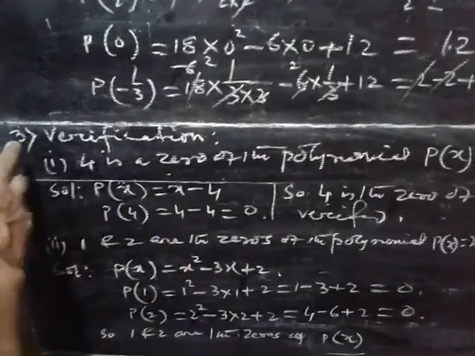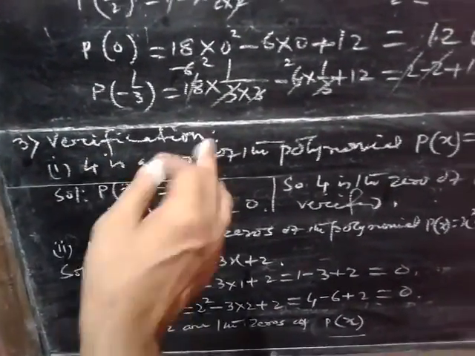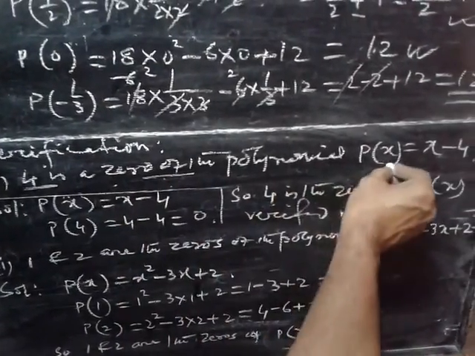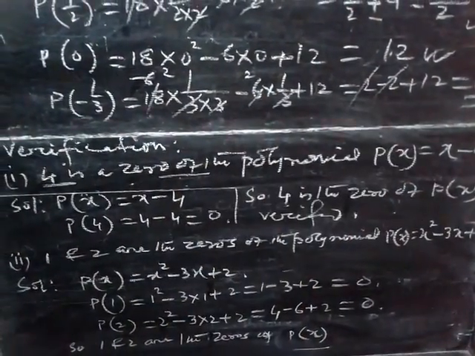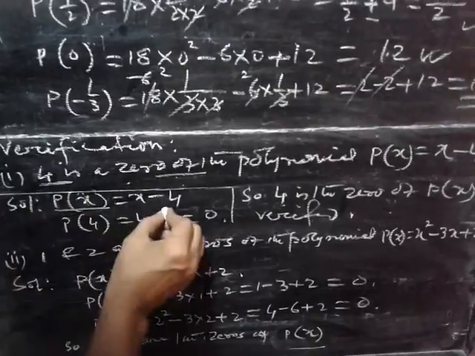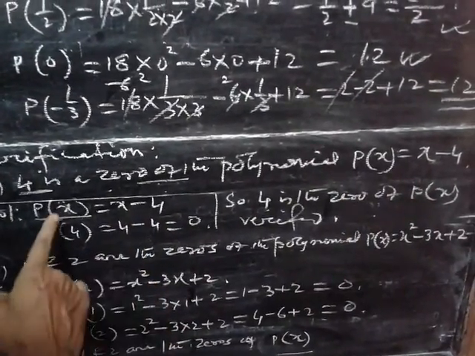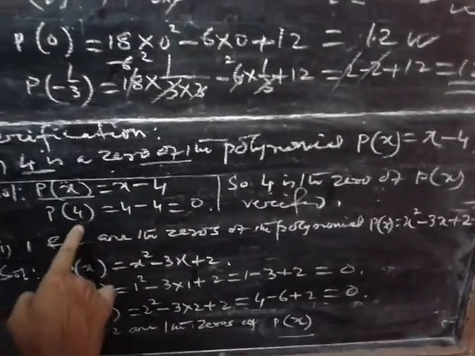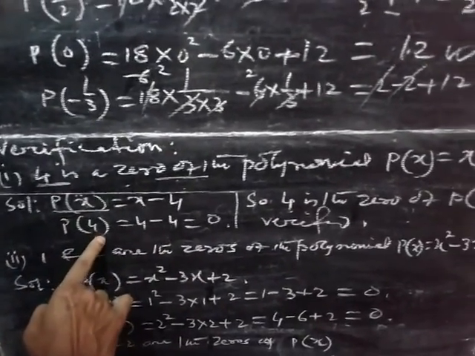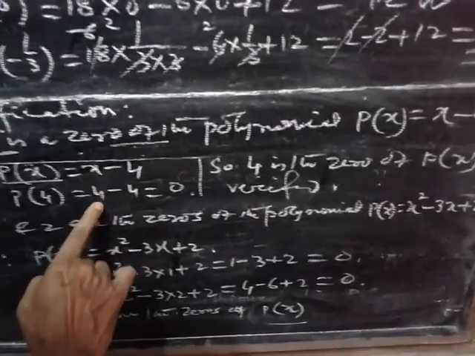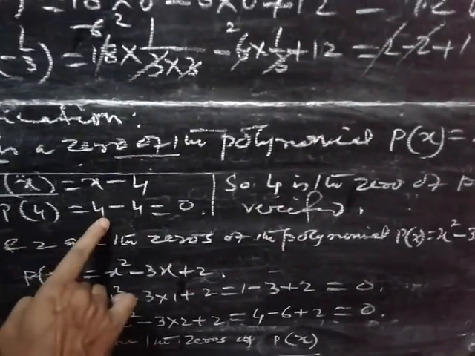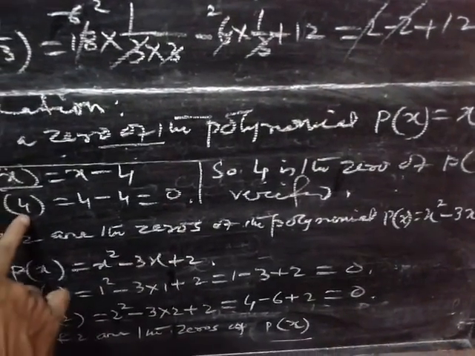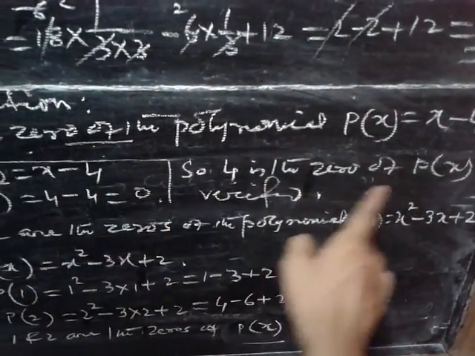Now number 3, verification. What does it mean? Suppose 4 is the zero of this polynomial or not. You have to verify that. See, we know p(x) is given x minus 4. So just see whether at the value 4 it is becoming 0 or not. Just put x equal to 4 here. 4 minus 4, it is coming 0. So 4 is actually the zero of this polynomial p(x).